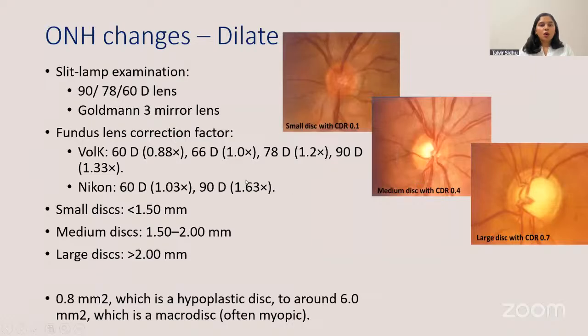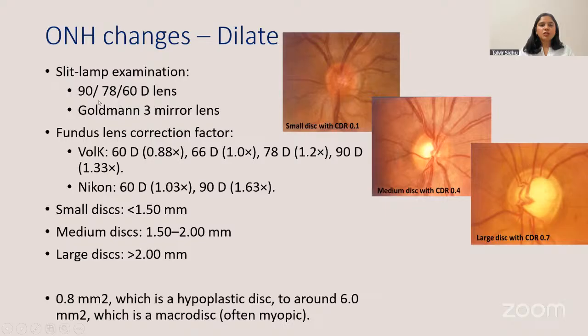Now coming to the optic nerve head changes. It is important that you must dilate a patient. If the patient has angle closure, you must check whether the PI is patent. If the PI is patent, you should dilate the patient. It is also important to note the size of the optic disc, the shape of the optic disc, and then comment on the other things.